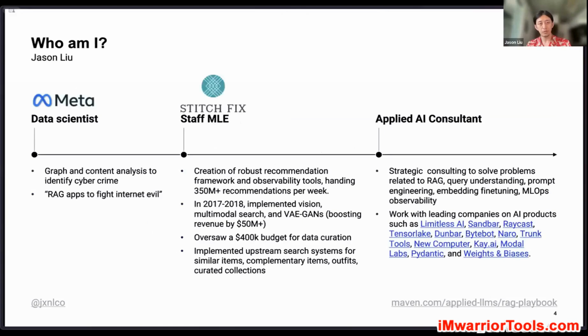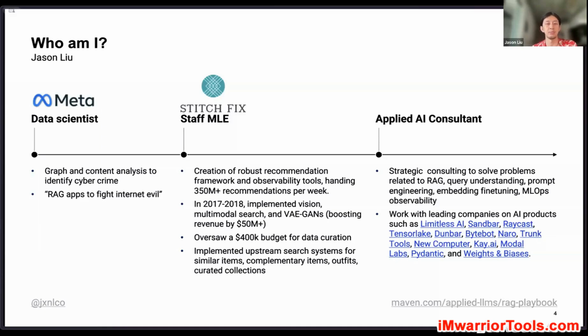So who are we? I am now an applied AI consultant, mostly helping with a lot of strategic work. A lot of teams have strong engineering teams, but they're less familiar with the quantitative side of machine learning and AI. And so I come in and help them plan out the roadmap, make sure the team is running effectively. And a lot of the work has been around RAG, query understanding, prompt engineering, et cetera. I've worked with a couple of companies in the past year or so, focused on that.